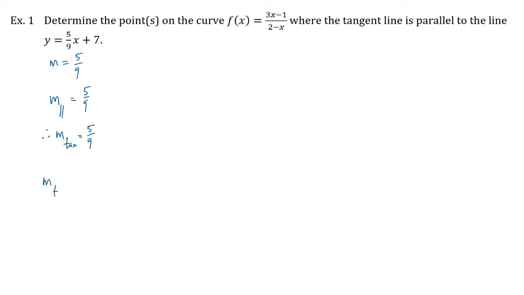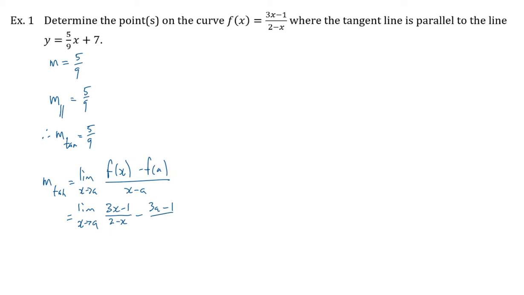Slope of the tangent, again, is the limit as x approaches a of f at x minus f at a, over x minus a. And so the limit as x approaches a of (3x minus 1 over 2 minus x) minus (3a minus 1 over 2 minus a), all over x minus a. Again, f at x is 3x minus 1 over 2 minus x. So f at a is 3a minus 1 over 2 minus a.